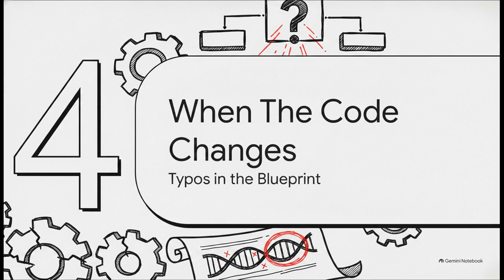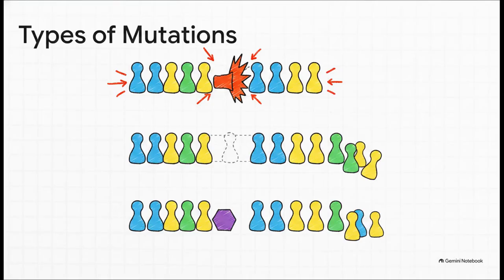Finally, Section 4, when the code changes. What happens when there are typos in the blueprint? So, what goes down when there's an error in our carefully copied factory instructions? Well, we call these typos genetic mutations. They're basically rare, random changes to the DNA sequence, and there are three main types.